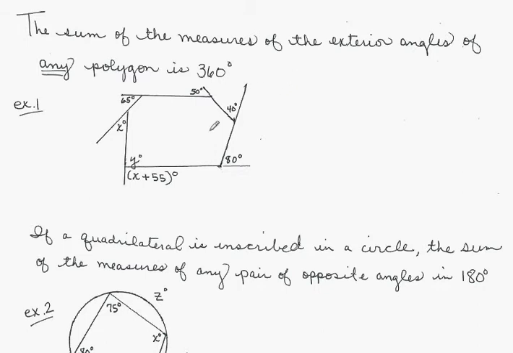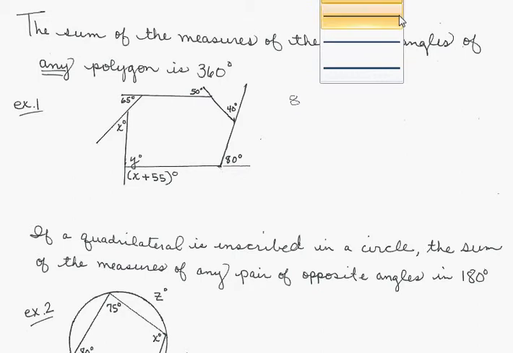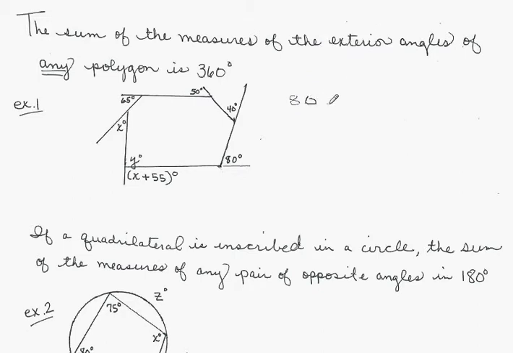So if we start here with 80, we'd have 80 plus the exterior angle here, which is 40, plus 30. Oops, that's a 50. Can't read my own writing. 50, 65. Then we have x, and then we have x plus 55. And that all equals 360.